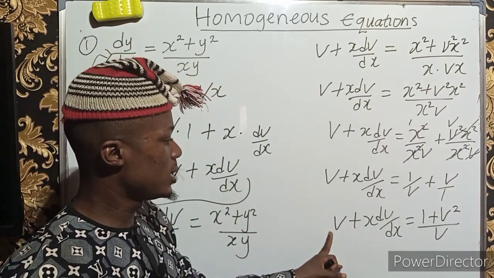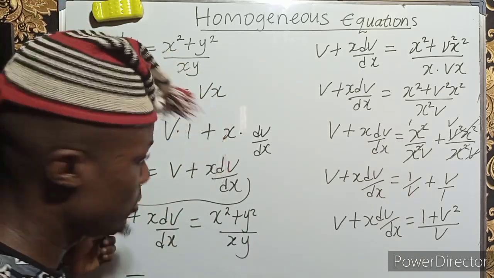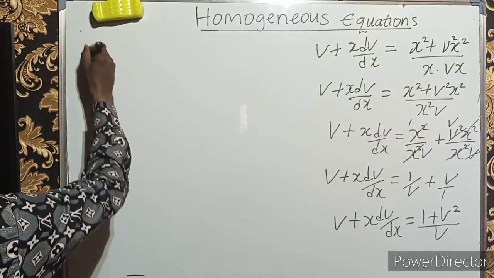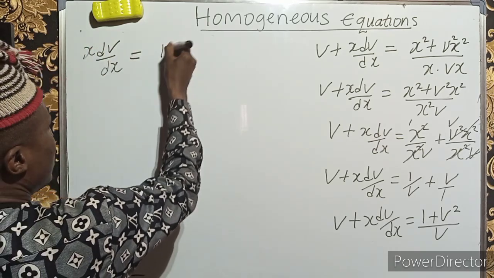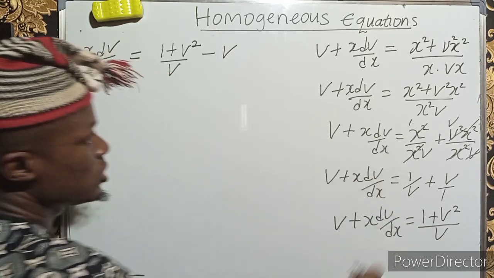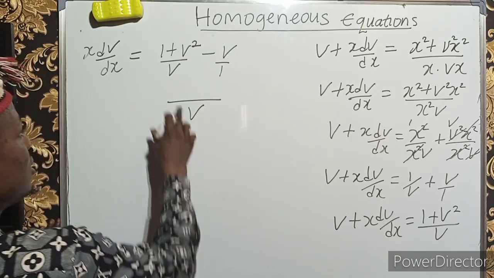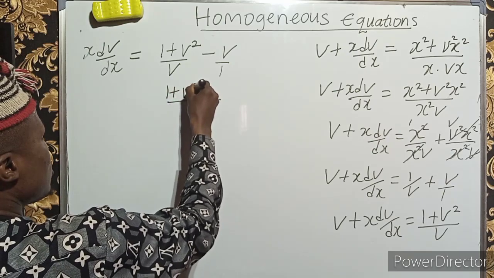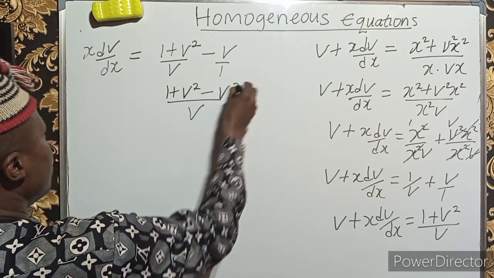Okay, now we shall bring this v to the right hand side, but before that I need to erase this particular side so that we can continue. Okay, so from here, this v comes over, we'll have x dv over dx equals 1 plus v squared all over v, then minus v, because this is positive, crossing over it is now negative. This can be v over 1. The LCM is v. v divided by v is 1. 1 times this gives us the same thing, 1 plus v squared, minus 1 divided by v is v, and v times v is v squared.